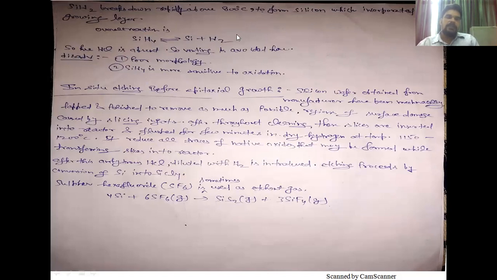Here you can see that HCl is absent, so venting is avoided. Venting we were using in the case of vapor phase epitaxy of silicon if we use the constituents as chlorosilanes. Now if we use only silane, there won't be any need for venting. What are the disadvantages of using silane? That is poor morphology, and SiH4 is more sensitive to oxidation. Oxidation occurs in SiH4. So these are the chemical reactions involved in vapor phase epitaxy of silicon.